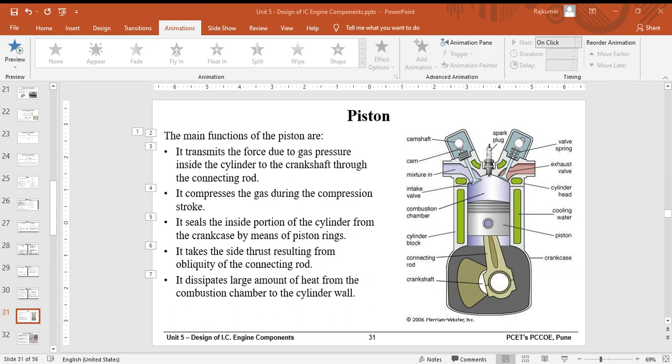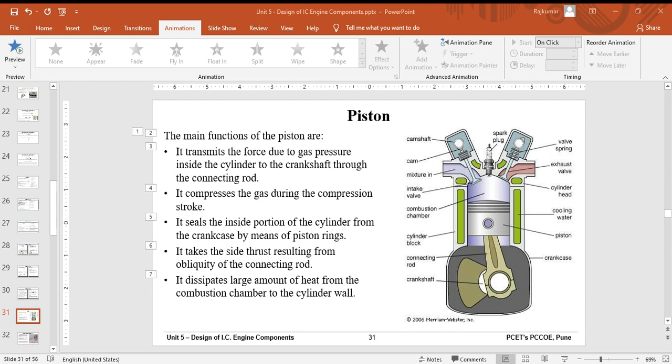Then we need to decide the shape of the piston head, either flat, concave or convex, based on the capacity of the combustion chamber. So these are the important things we need to design.